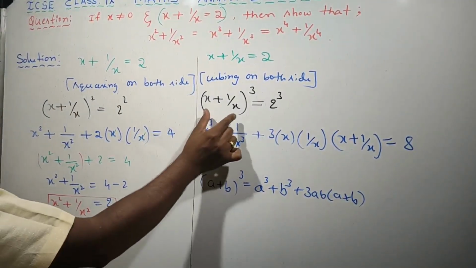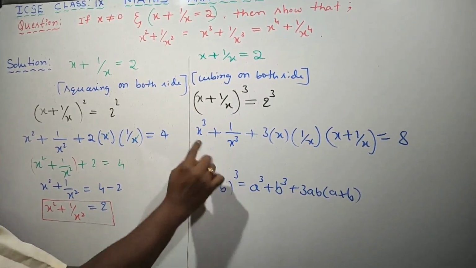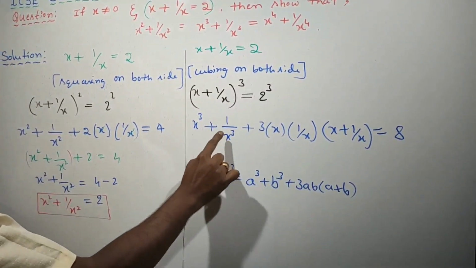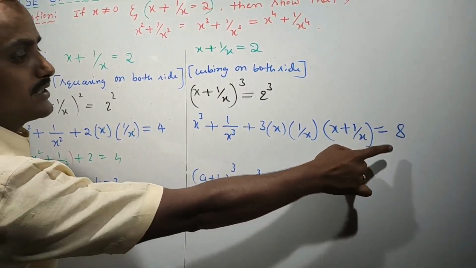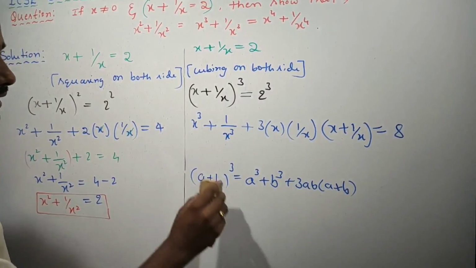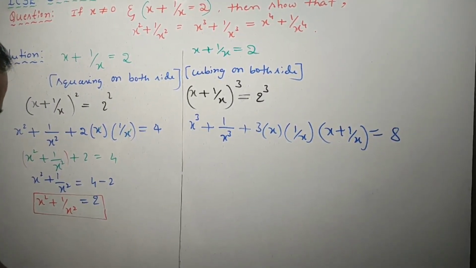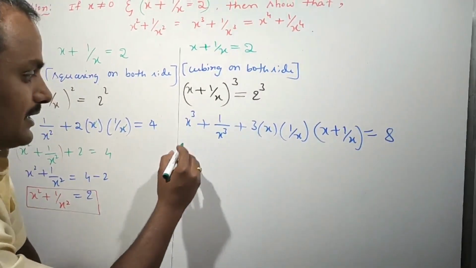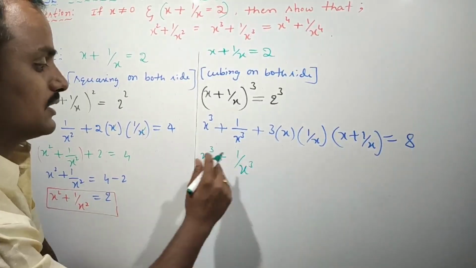Understanding? This left hand side term, by using the identity of a plus b whole cube, I expanded it, children. a cube plus b cube plus 3ab into a plus b is equal to 2 cube value. What is the next step, children? Simplification is there. What is the simplification? Look here, children. x cube as it is, plus 1 upon x cube as it is, no simplification.